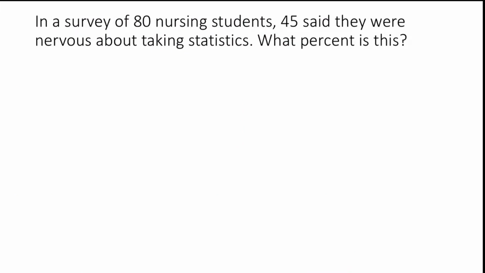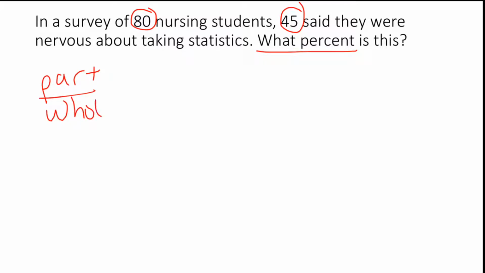So we have, in a survey of 80 nursing students, 45 said they were nervous about taking statistics, and we want to find what percent this is. So we have 80 nursing students, and 45 said they were nervous, and we're looking for the percent. So doing again our part over whole equals our percent over 100.